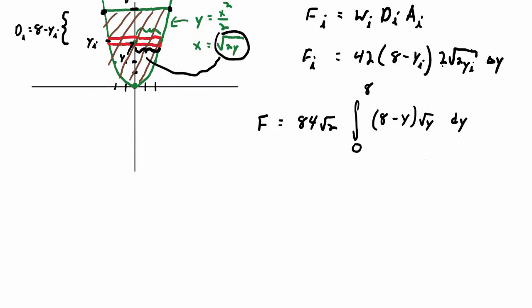Okay? This is easy enough to evaluate. Just remember, the square root of y is y to the 1/2 power. Distribute it. And let me give you the answer. It turns out to be 5,734.4. What units would we be in? Pounds. It's force, right? Total force on the side of the tank.